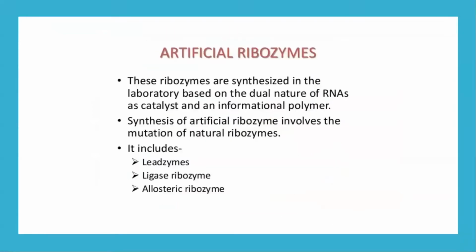They are ribozymes synthesized in the laboratory based on the dual nature of RNAs as catalyst and as information polymer. Synthesis of artificial ribozymes includes mutation of natural ribozymes, including enzymes, ligase ribozymes, and allosteric enzymes, etc.